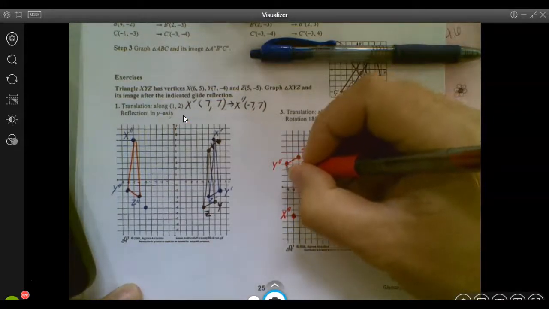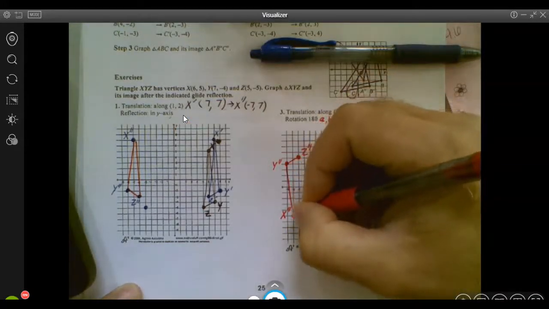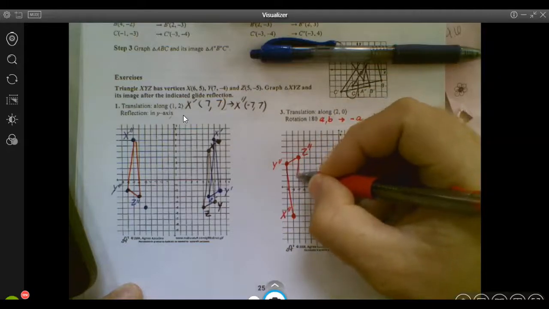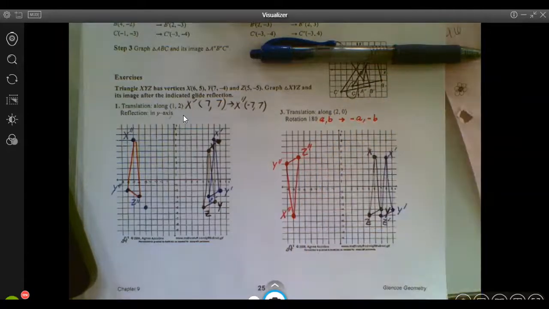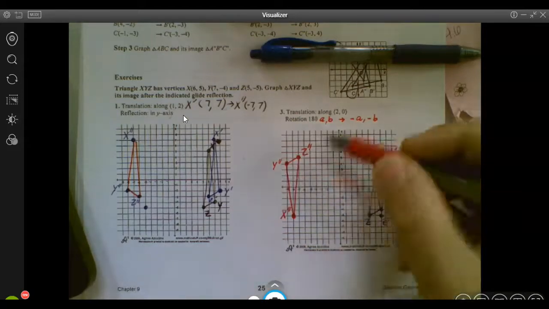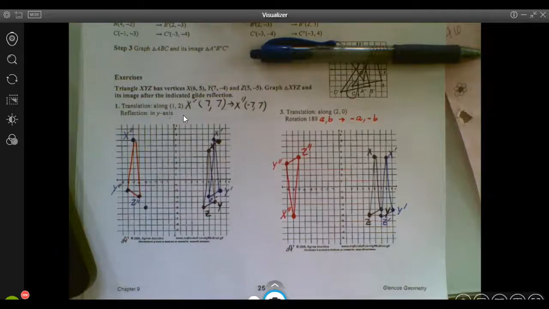So again, the red one is my official answer. The blue one is just a step in the process, right? So really this one is where everything finished up. This would be our image after those two transformations.